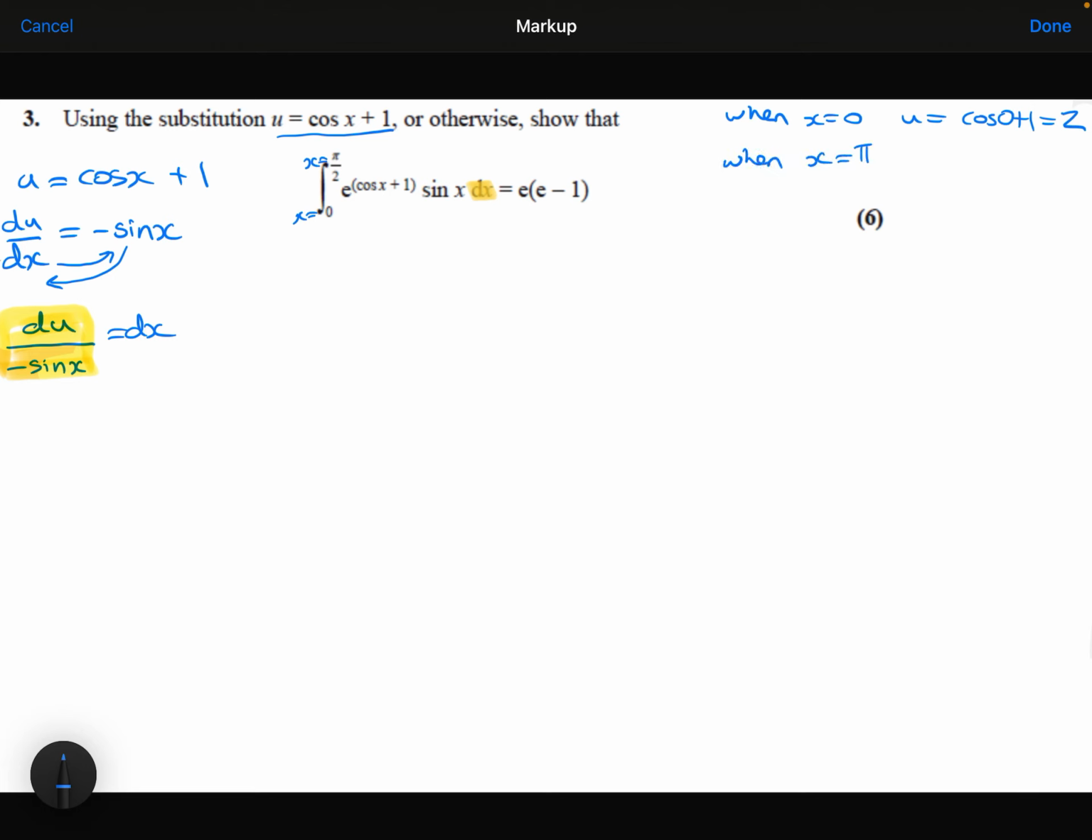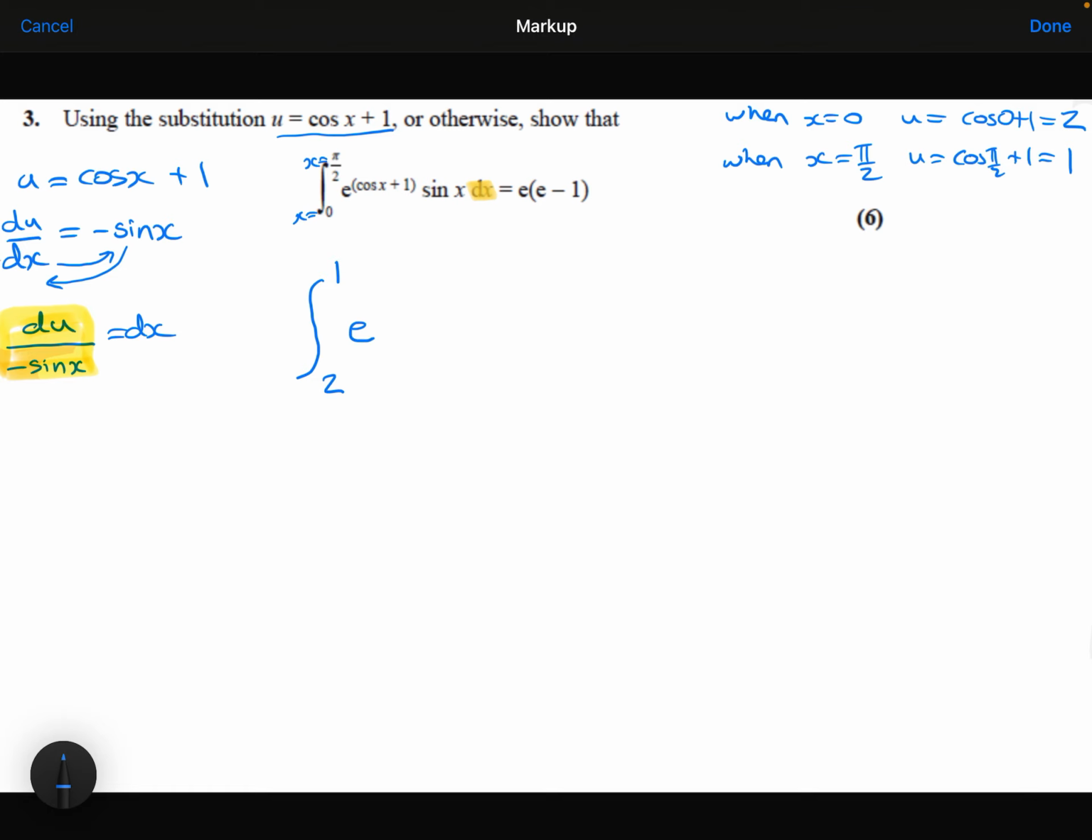When x is pi over 2, for the upper limit, u is cos pi over 2 plus 1, which is just 1, because cos pi over 2 is 0. So my lower limit is 2, and my upper limit is 1. Right. Let's go back to our integral then. Like I said, the lower limit is 2, the upper limit is 1.